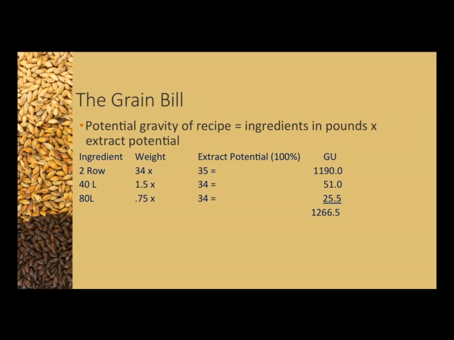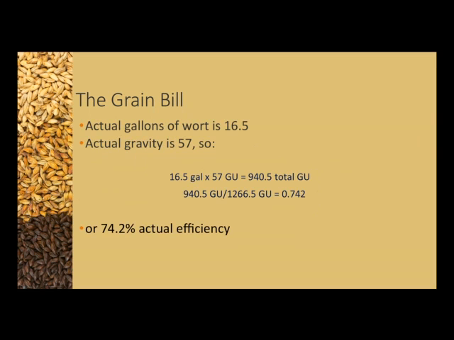To determine the potential gravity of our recipe, we multiply our ingredients in pounds by their extract potential to determine the total potential gravity for the recipe as shown here. Here you can see if we brewed this beer at 100% efficiency, the total GU would be 1266.5. Upon actually brewing this recipe, we end up with 16.5 gallons of wort with a gravity of 57, which means our total GU is 940.5. Divide that by 1266.5 and we determine that our actual efficiency is 0.742 or 74.2%.